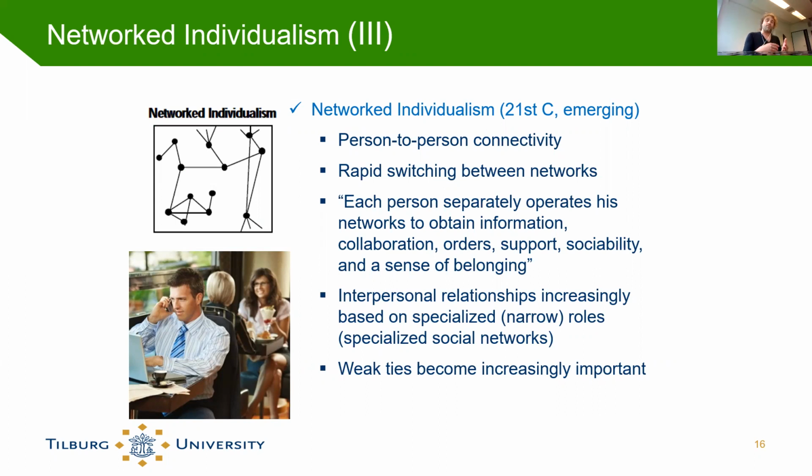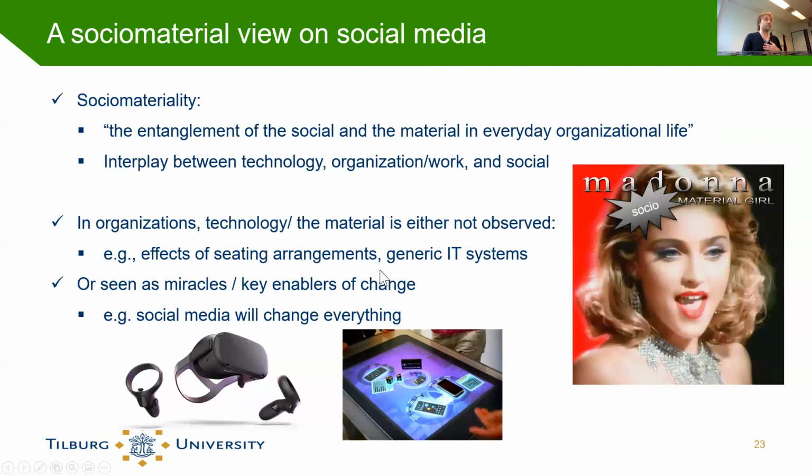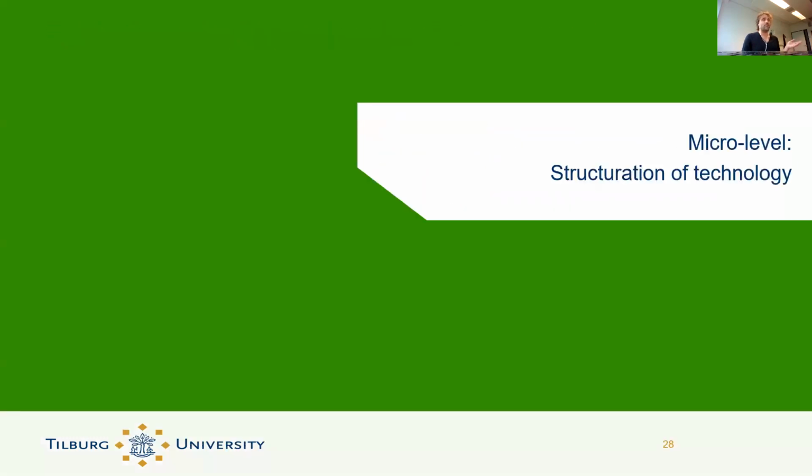So this network individualism is because of the interplay between society and organizations and technology. Okay, so that's why social materiality is important. We discussed this last Monday. It's the interplay between technology and human factors.